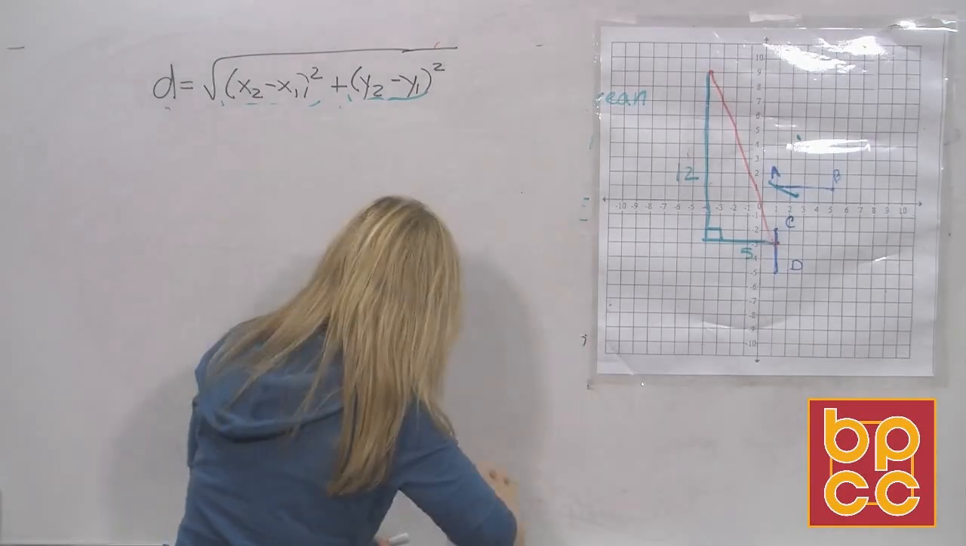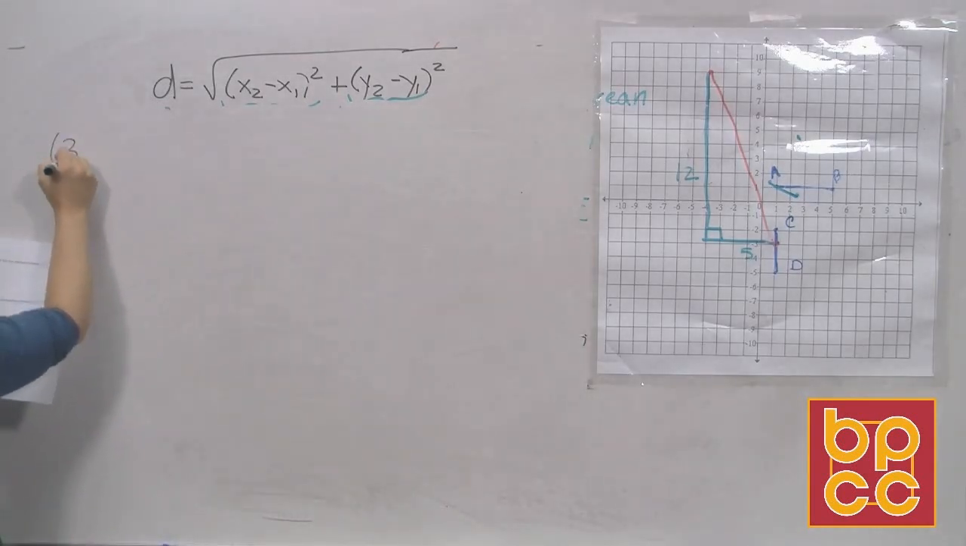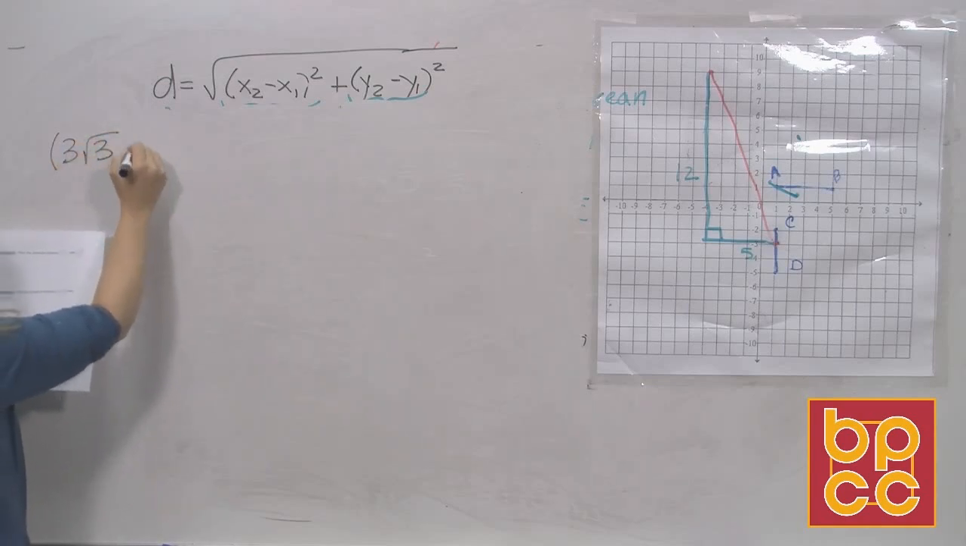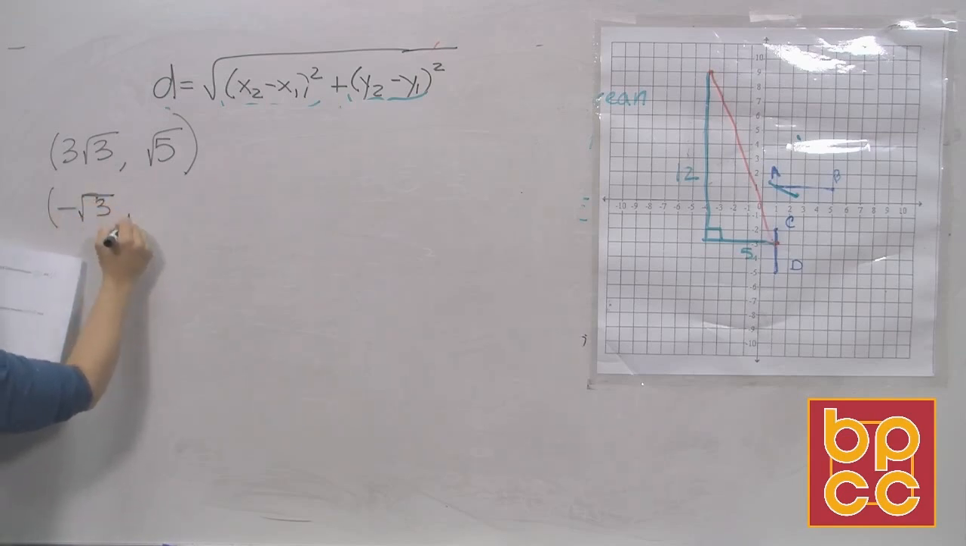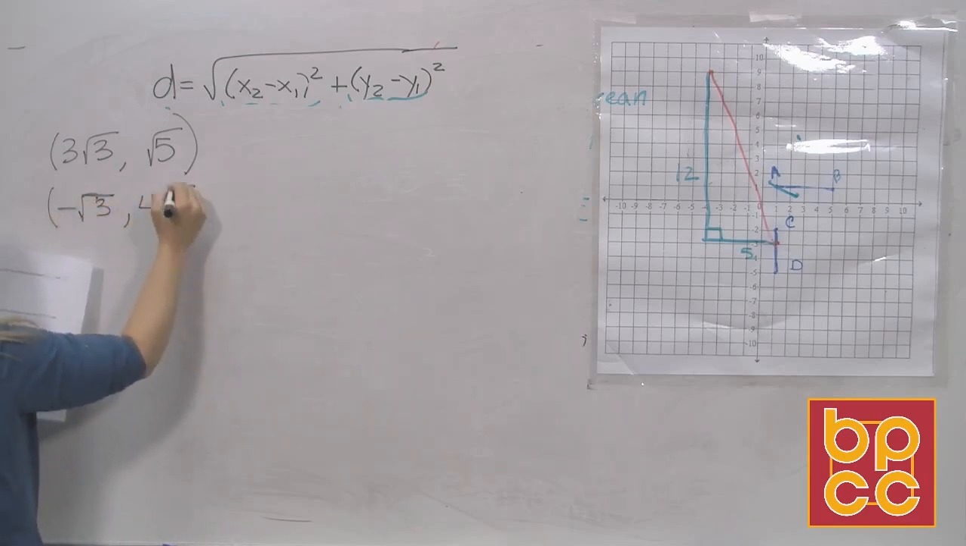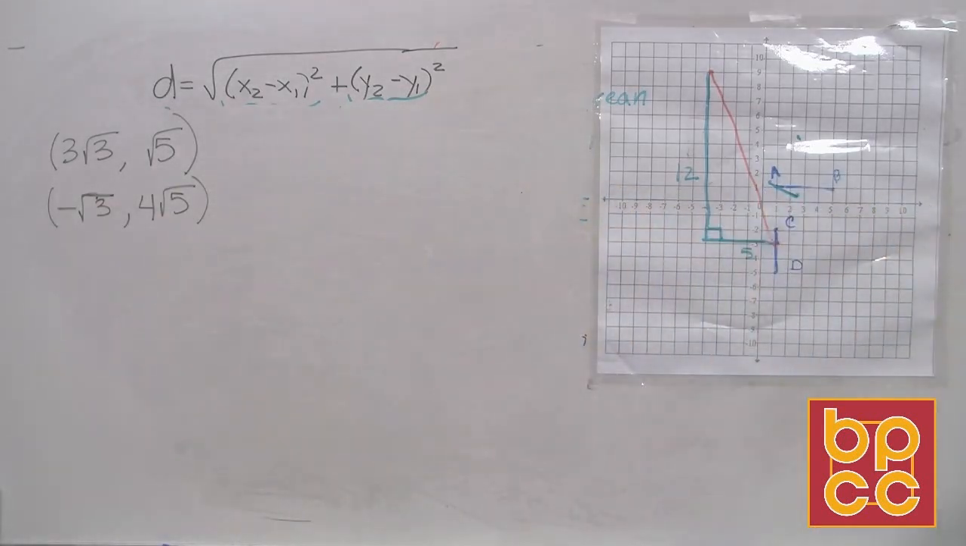All right, look at these lovely ordered pairs. The first ordered pair is 3 square root of 3, square root of 5. The second ordered pair is negative square root of 3, 4 square roots of 5. Now I know what you're saying. You're saying those would never be on a graph paper. Yes, they would.